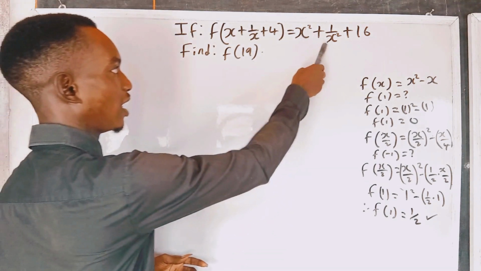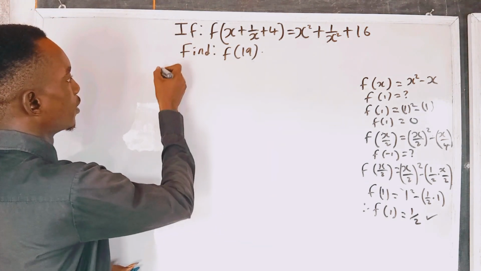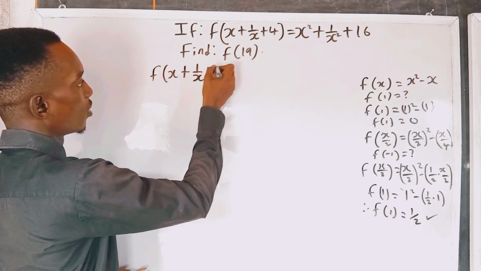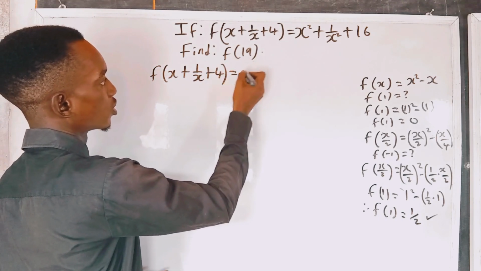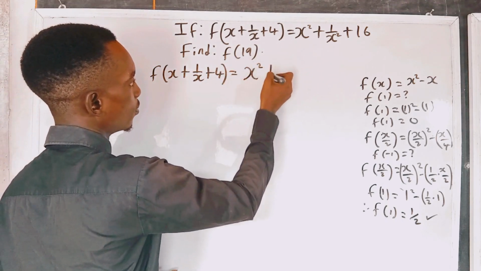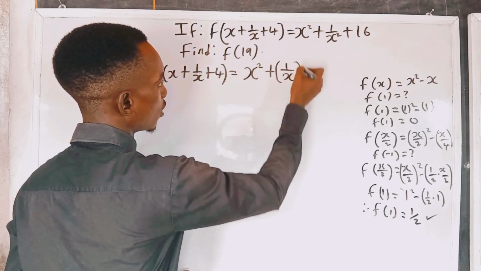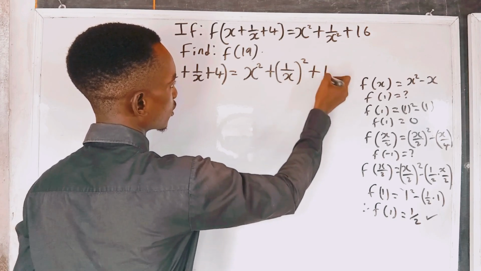But before that, let's rewrite this as f of (x plus 1 over x plus 4) equals x squared plus (1 over x) all squared plus 16.